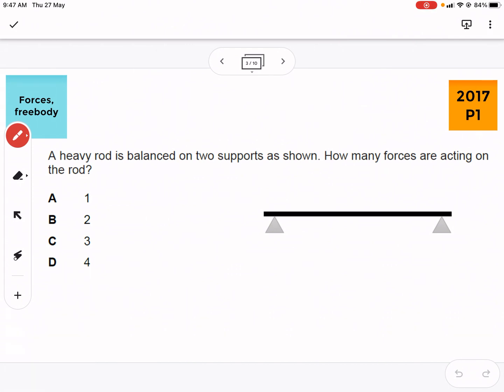Okay, let's start with the first question. This is from 2017, paper 1, question number 4. A heavy rod is balanced on two supports as shown. How many forces are acting on the rod?